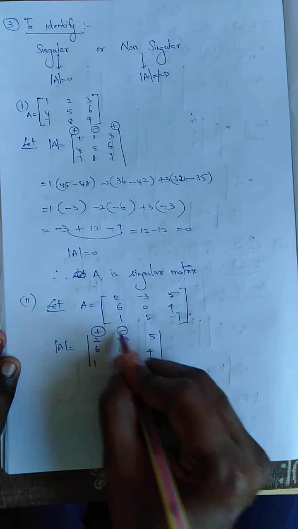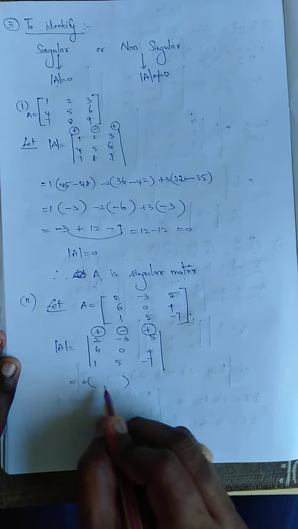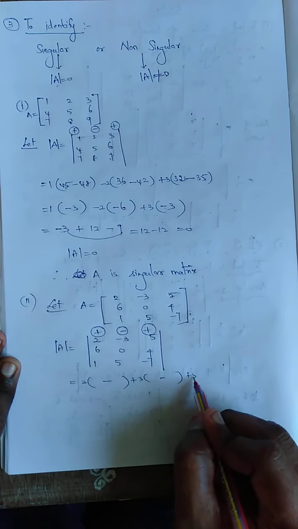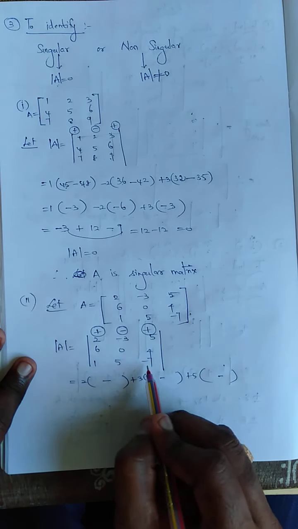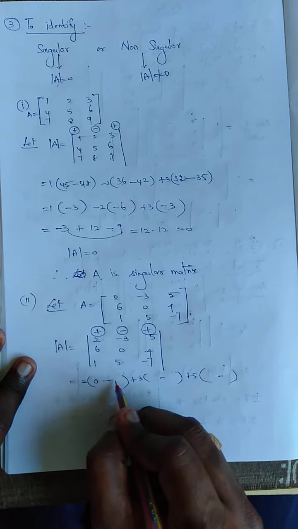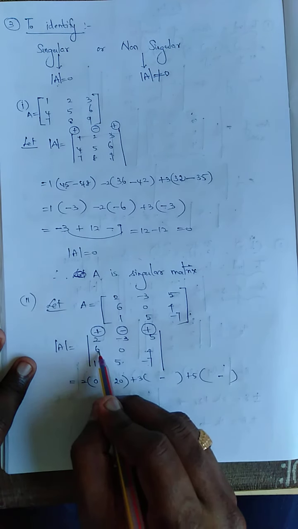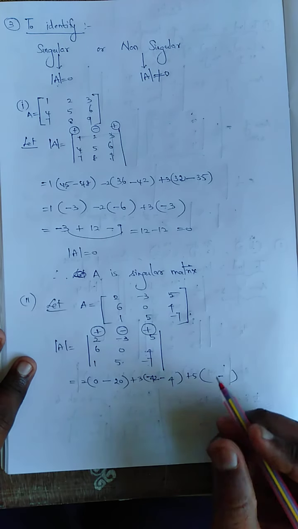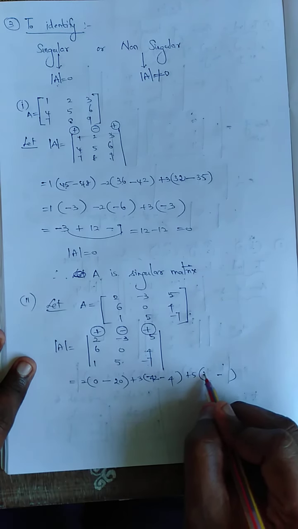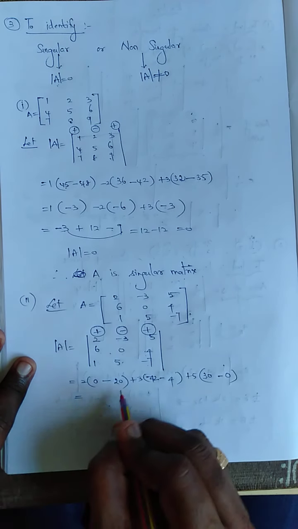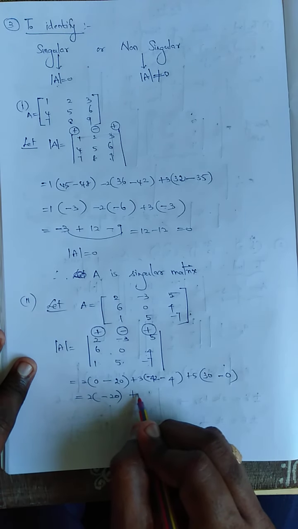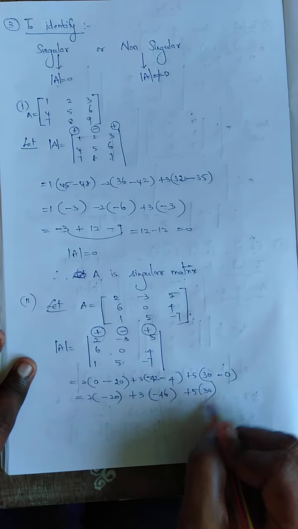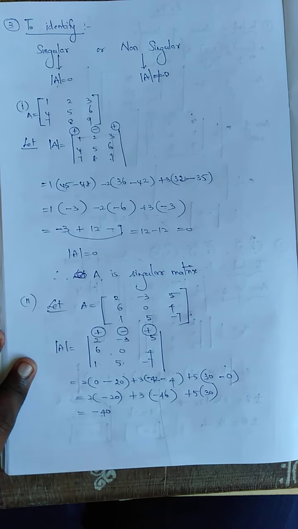This will become plus, minus and plus. 2 open the bracket, minus, plus 3 open the bracket, minus, plus 5 open the bracket. 0 into minus 7 is 0, 5 4s are 20. Minus, we take 6 into minus 7 is minus 42, 1 into 4 is 4. Next 5, 6 5s are 30, 1 into 0 is 0. This is 2 minus 20 plus 3, minus 42 minus 4 is minus 46, 5 into 30. This will become minus 40.